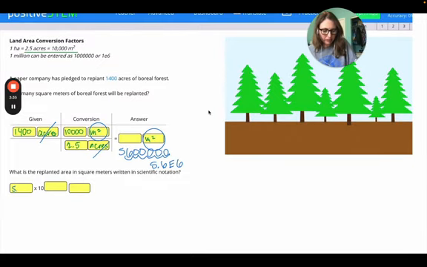So you would write 5.6 in the first box, and then times 10 to the 6th power, since 6 was your number of places after the decimal. And the units here still would be meters squared.